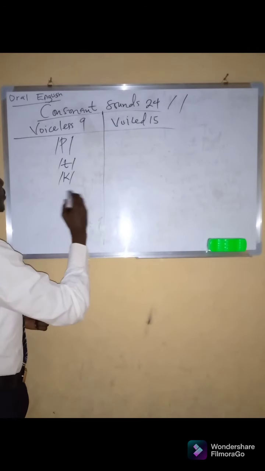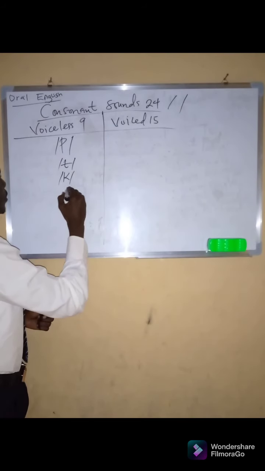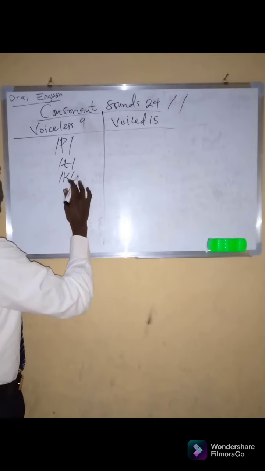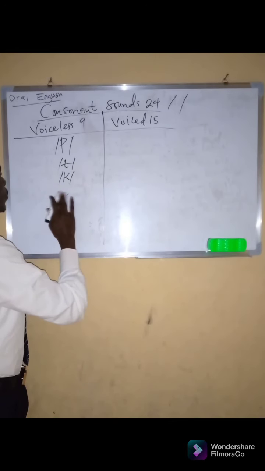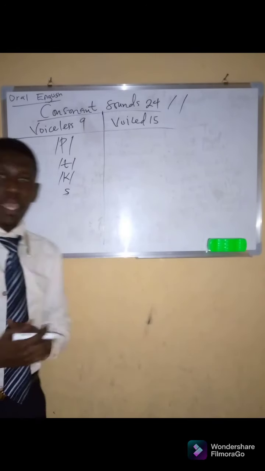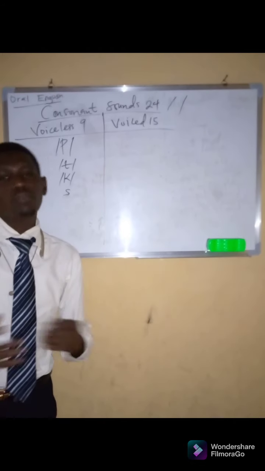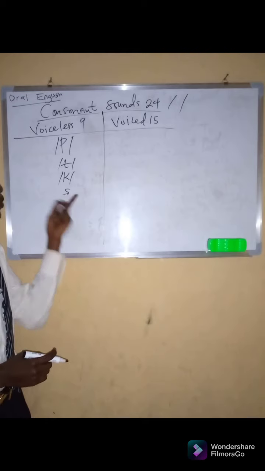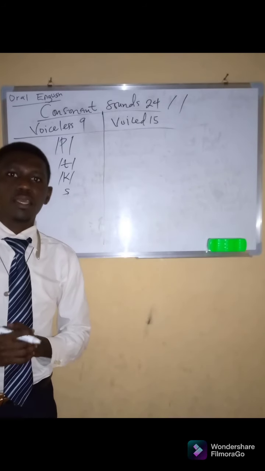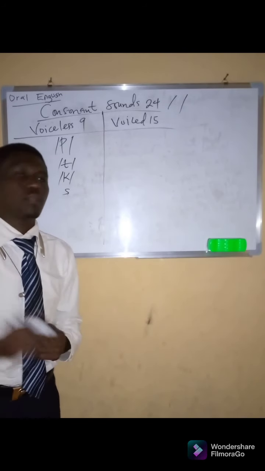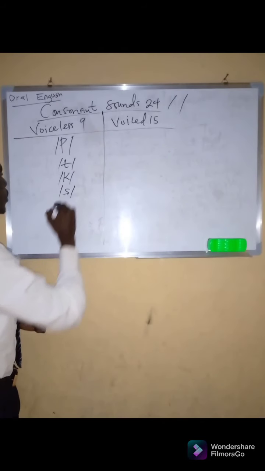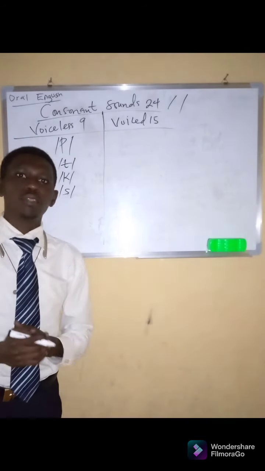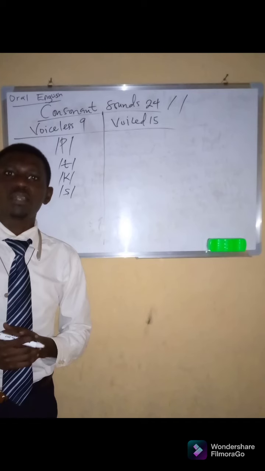Now, look at this. This is also letter S without the presence of the two slanted lines. When you see this, you'll simply say it is letter S. But the moment you add the two slanted lines, it automatically changes to the sound S.